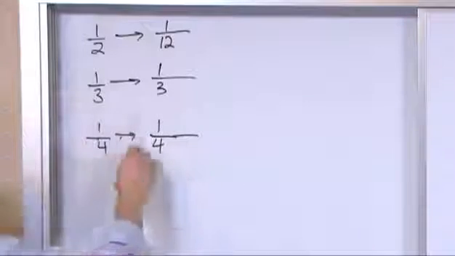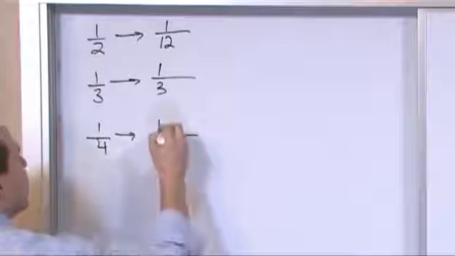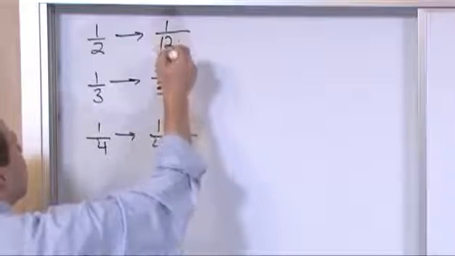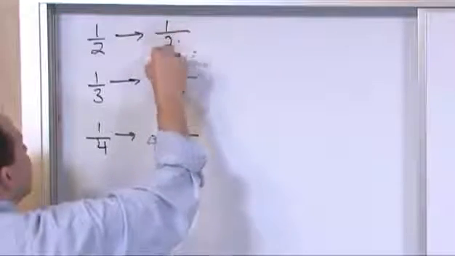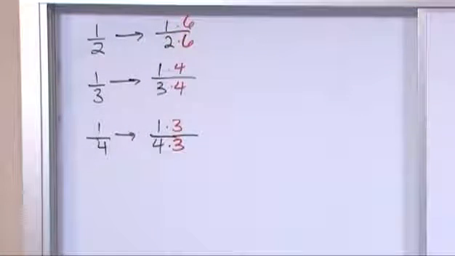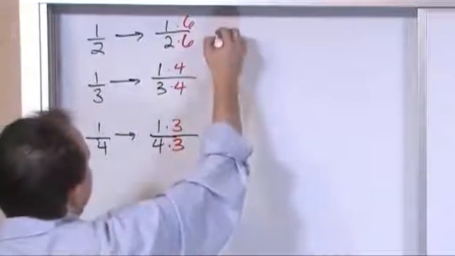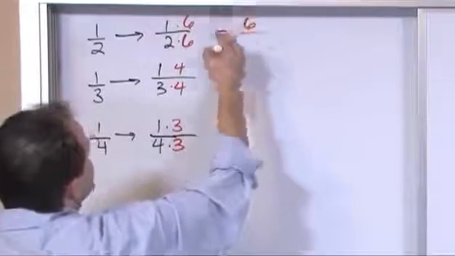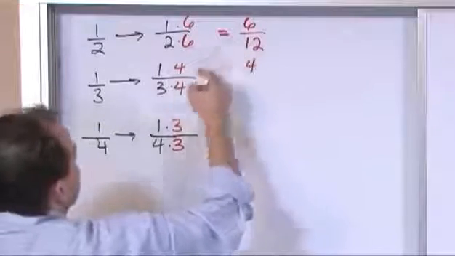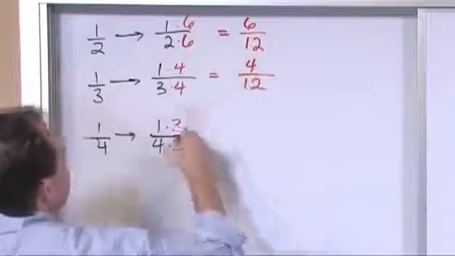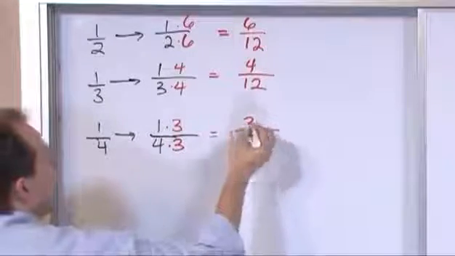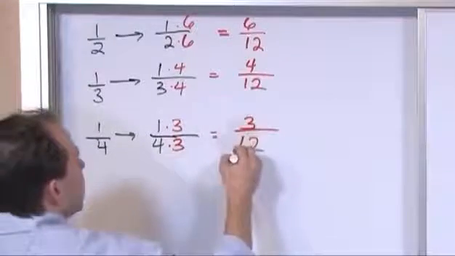Now, 4, I'm going to multiply by 3 to give me 12. 3, I'm going to multiply by 4 to give me 12. 12, whoops, this isn't 12, it's 2. 2 times 6, I'm going to target to give me 12. And so what I'm going to have, on the top, 1 times 6 is 6, 2 times 6 is 12. 1 times 4 is 4, 3 times 4 is 12. 1 times 3 is 3, and 4 times 3 is 12.